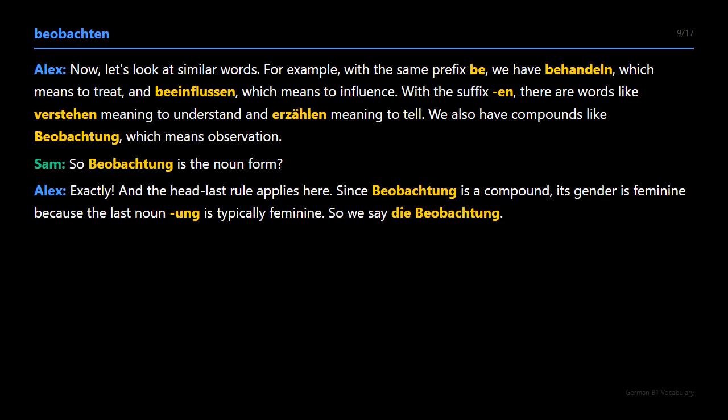We also have compounds like Beobachtung, which means observation. Beobachtung is the noun form. Exactly. And the head last rule applies here. Since Beobachtung is a compound, its gender is feminine because the last noun is typically feminine. So we say, die Beobachtung.